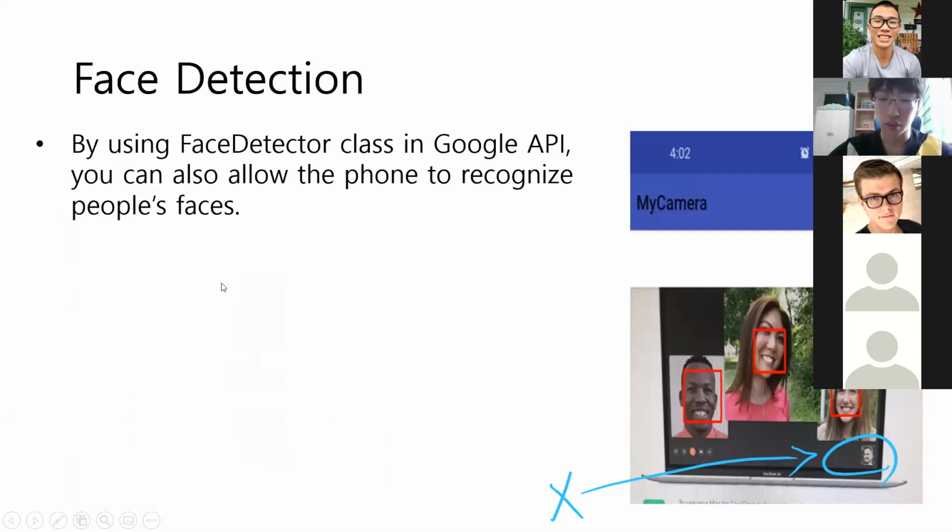And face detection. You can also use the FaceDetector class in the Google API, which allows the phone to recognize people's faces. So on the right, I made my basic app called My Camera. However, as the picture shows, it doesn't recognize small faces, indicated by the blue arrow, but it's pretty useful. In this app, I made it recognize people's faces when I click the face button. Then the save button will allow the image to be saved to the image file.